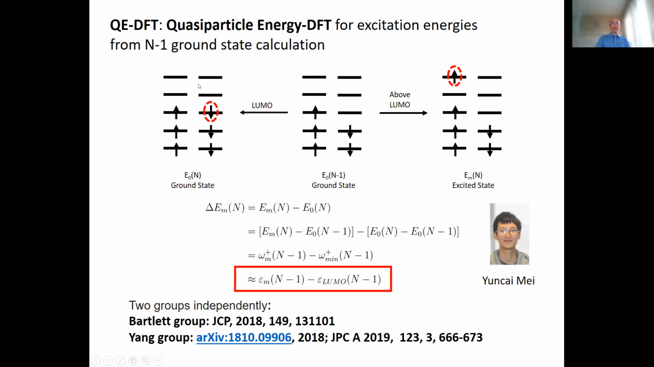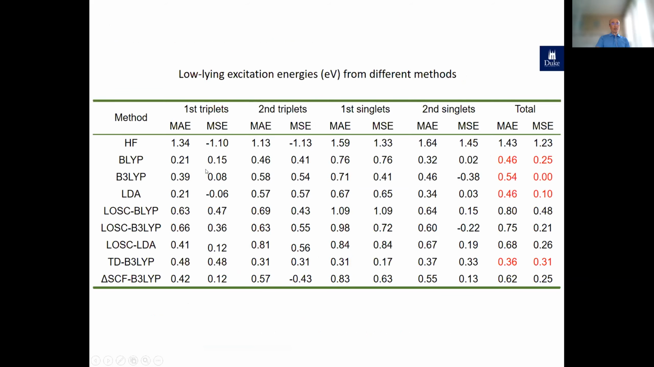So the difference between the orbital energies, just the LUMO and then the ones above the LUMO, will give you the excitation energy. If you have the exact quasi-particle energy, then it will be exact. But with a DFT calculation, with an approximate functional, you get an approximation. And so how good is this approximation? This is the first triplet, second triplet, first singlet, and second singlet. And the result is pretty good. Very good.